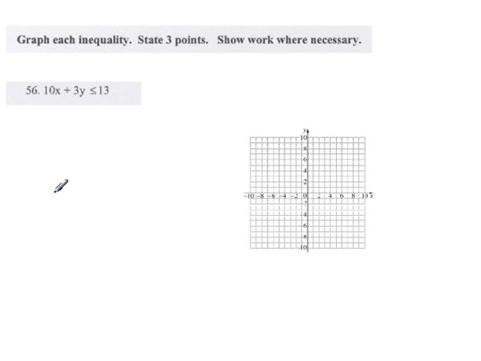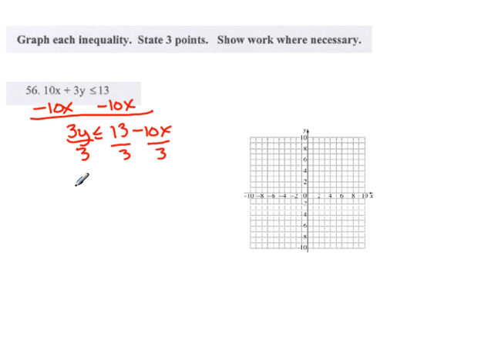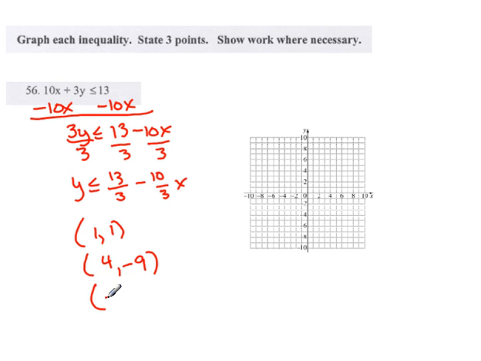Okay, one last problem. Let's solve this for y. Divide by 3. I'm dividing by a positive number, so do not flip the direction. Neither one of these divides evenly, so leave it in fraction form. And then plug into the calculator or do by hand and find some points. These are the 3 points I will choose from the calculator. And now I'm going to plot them. So 1, 1 is here, 4, -9 is here, and -2, 11, slightly above the graph here. And you see that they're in line.